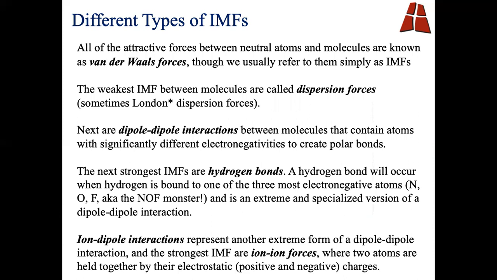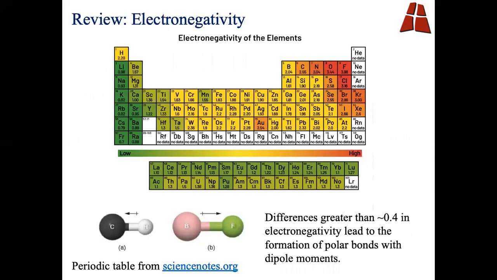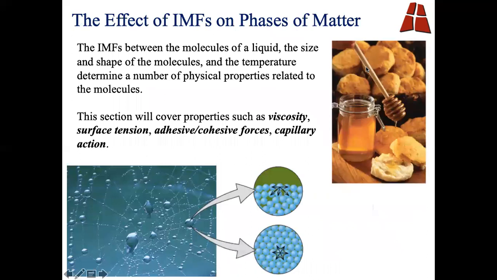Then we have ion-dipole interactions and ion-ion forces, and the key difference with those is that they are interactions that are fully charged. So anytime we have an ion, we have a full positive or a full negative charge, depending on what we're actually looking at, right? Within that, if we think about what a dipole is, it relates back to electronegativity. So just a reminder that the general trend is that as we go up and to the right on the periodic table, our electronegativity increases, right?